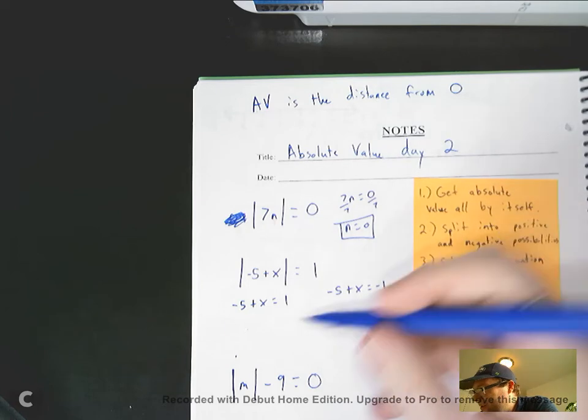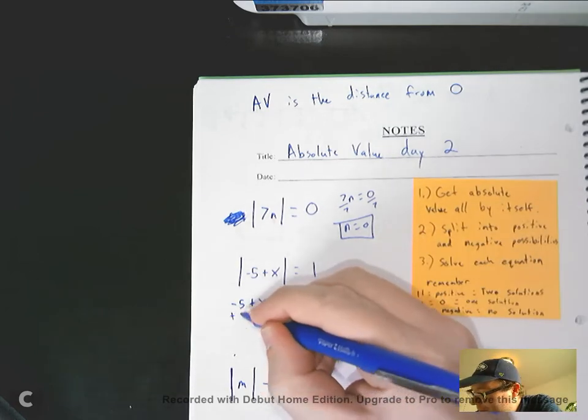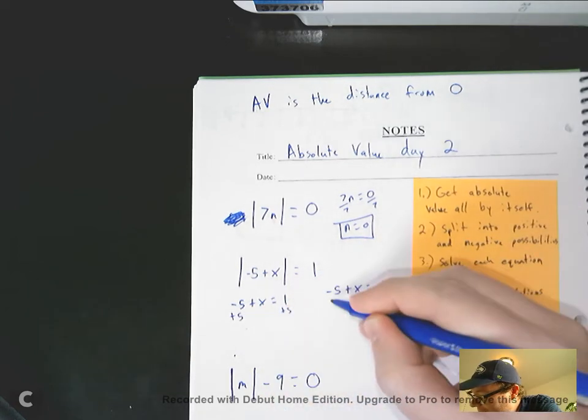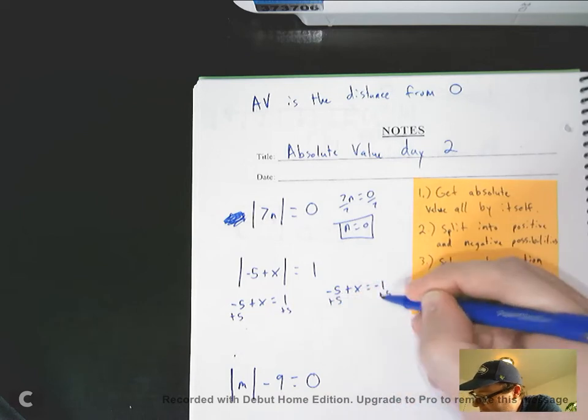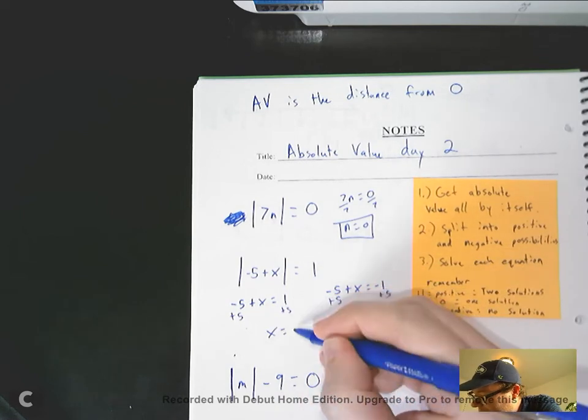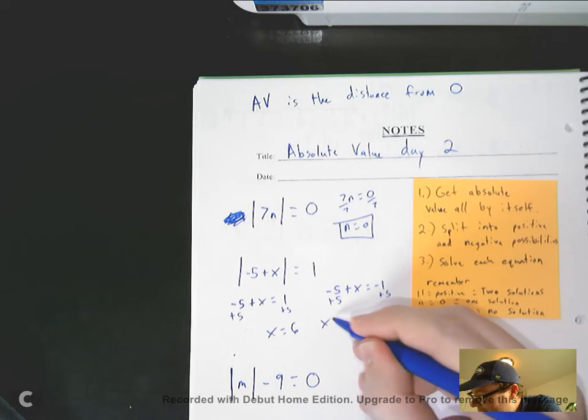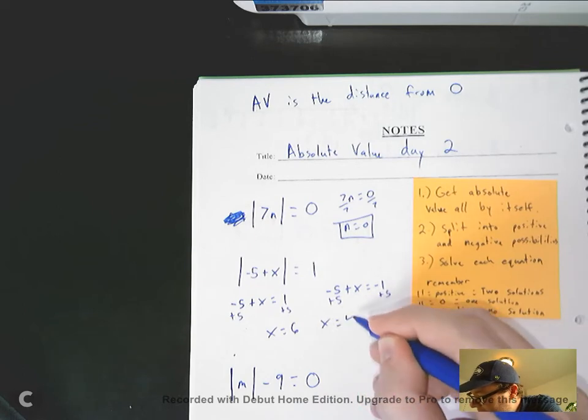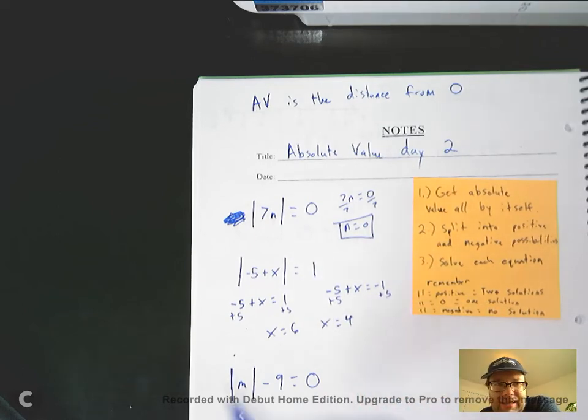Then to solve, you just have to add the 5 to each side, right? Add 5 since it's negative. And x could either equal 6 or x could equal 4. Two different answers, right? That's why you have to split it.